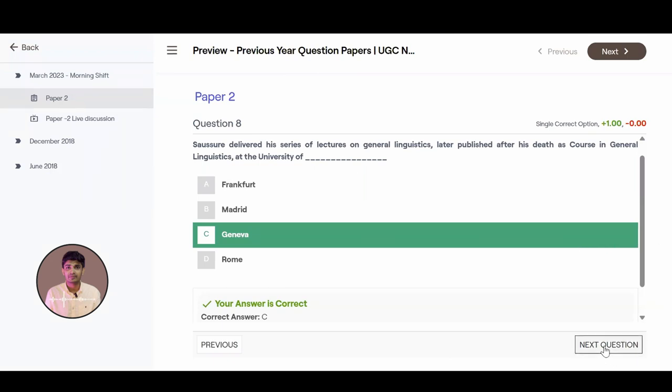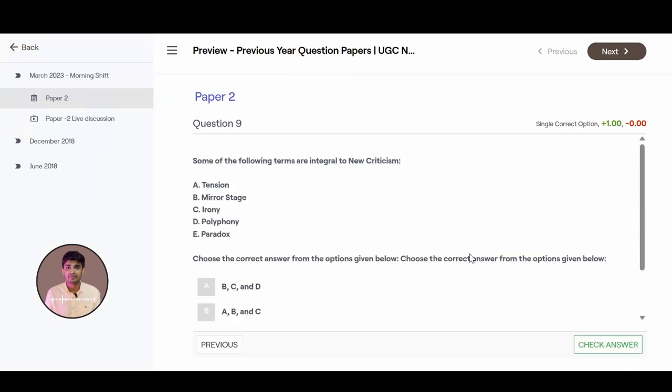All right. Ninth question. Some of the following terms are integral to New Criticism: tension, mirror stage, irony, polyphony, and paradox. You eliminate mirror stage now itself, because you have to quickly recognize that mirror stage is something related to psychoanalysis contributed by Jacques Lacan. Mirror stage is already eliminated. Now what is the answer?